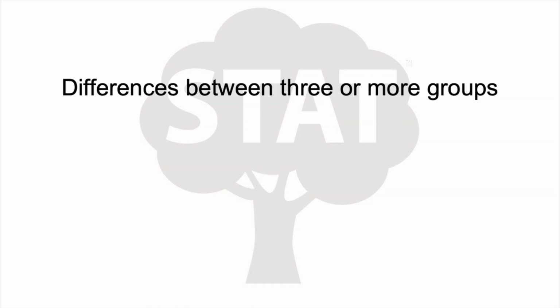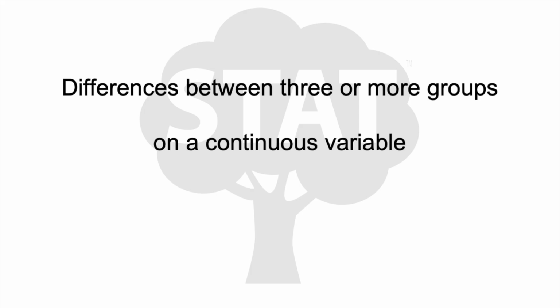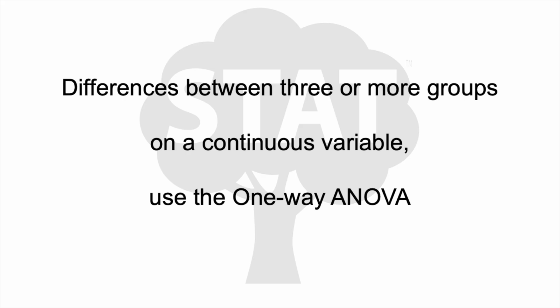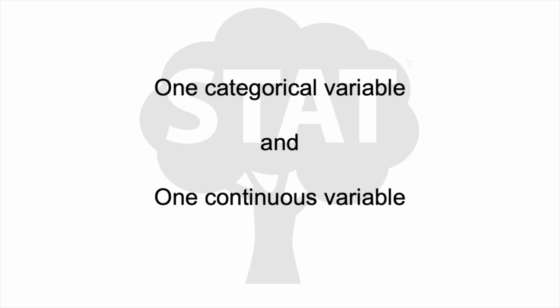To test whether there are differences between three or more groups on some continuous variable, the one-way ANOVA would be appropriate. You will need one categorical variable and one continuous variable in order to run this test.